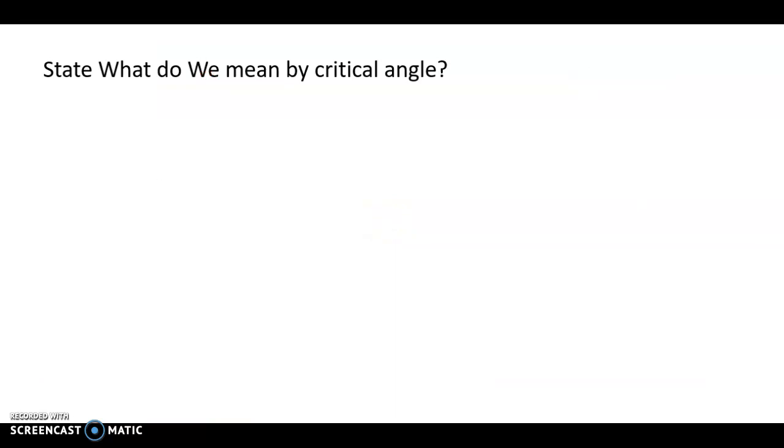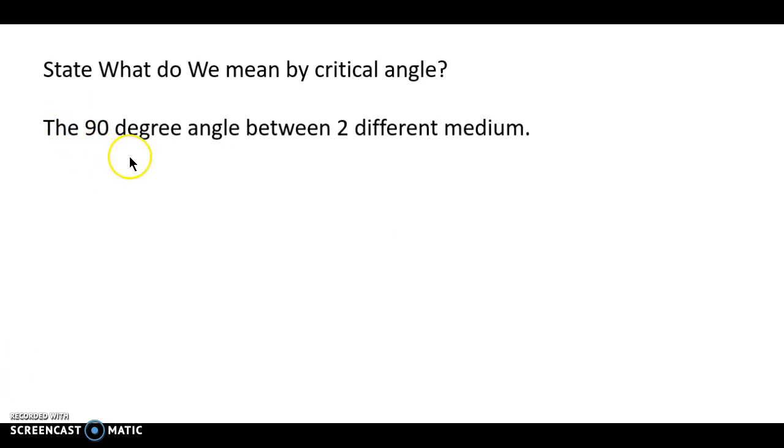State what you mean by critical angle. We took this together. Critical angle is the angle of incidence that gives me a 90-degree angle of refraction between any two different media. After that angle, I will have what we call total internal reflection. This is why we call it critical, because it is in between two different phenomena.